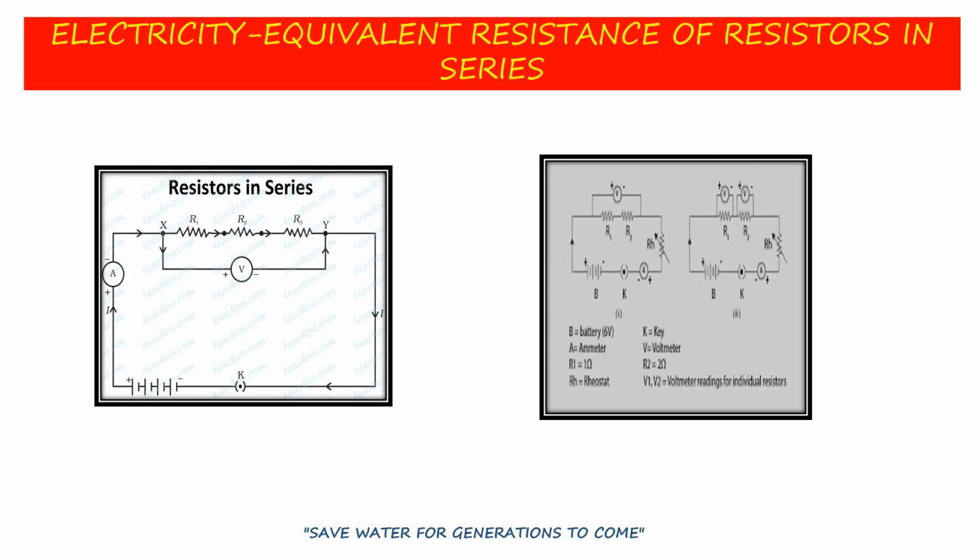Today we are going to discuss series combination. What is series combination? When we say that resistors or conductors or appliances are connected in series combination, and what is equivalent resistance? We are going to find the equivalent resistance of resistors connected in series. And what is equivalent resistance? We will define it. It is important.